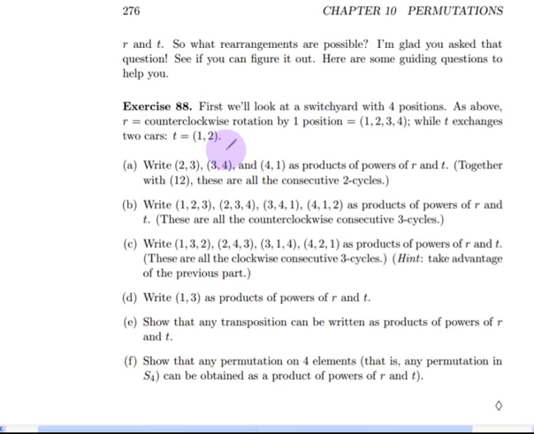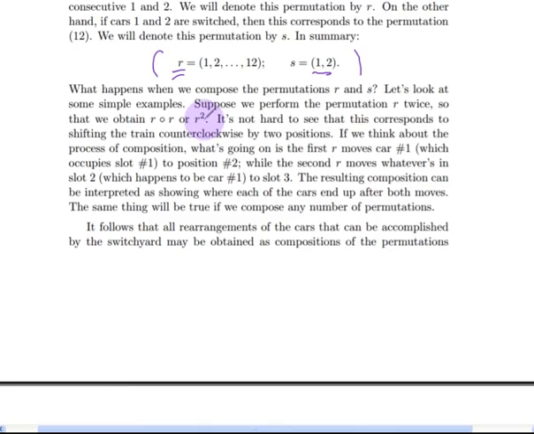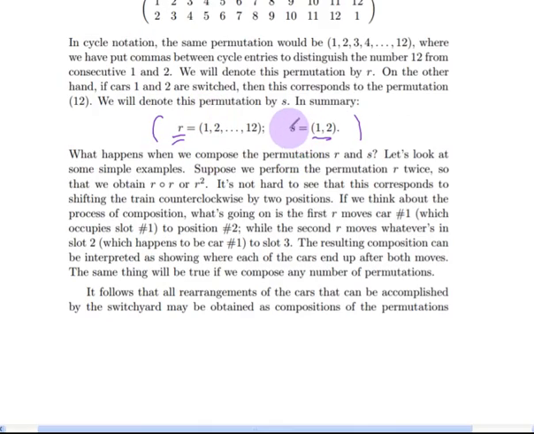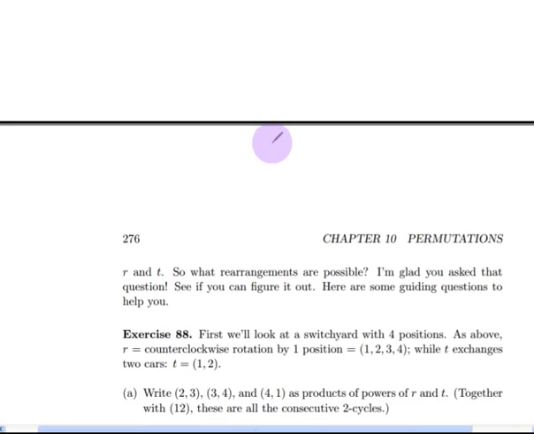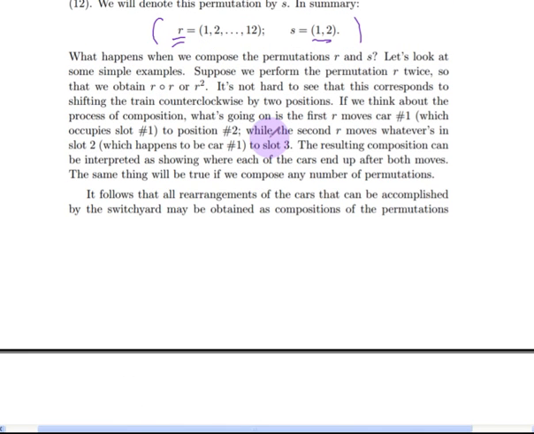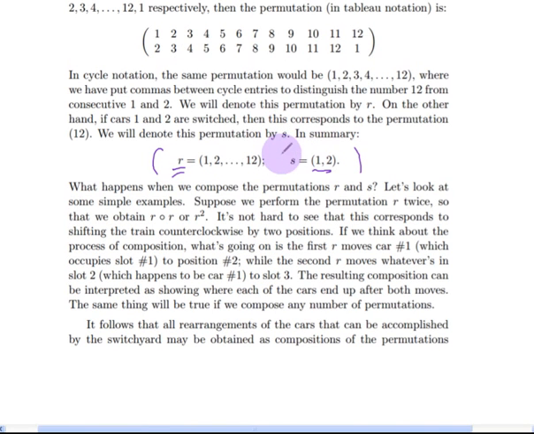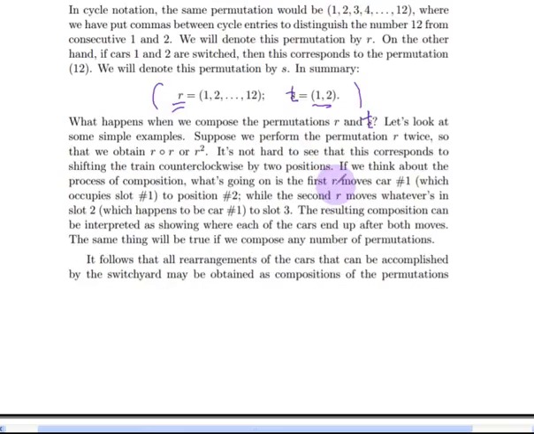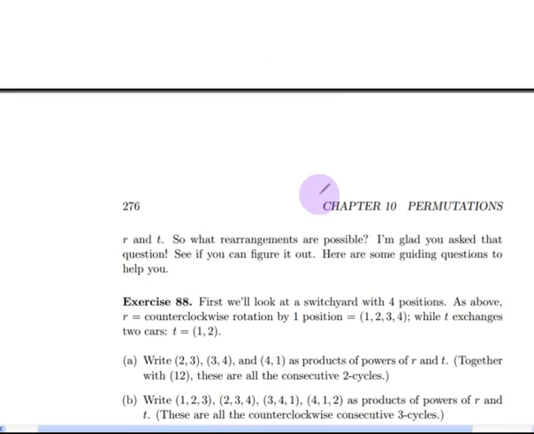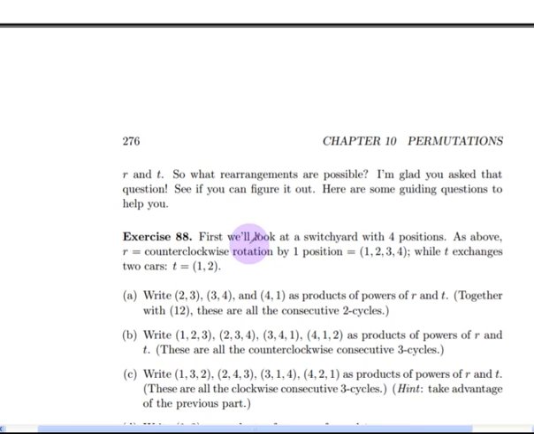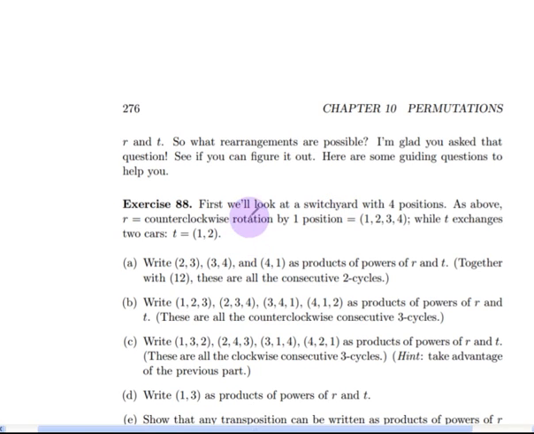All right, now for instance, I know that I can write the permutation (1 2) as S. Unfortunately, it looks like there's a misprint here. Instead of S, this should be T. It looks like it's called T in the subsequent parts. So these should be T here. Okay, so let's look at this particular exercise.